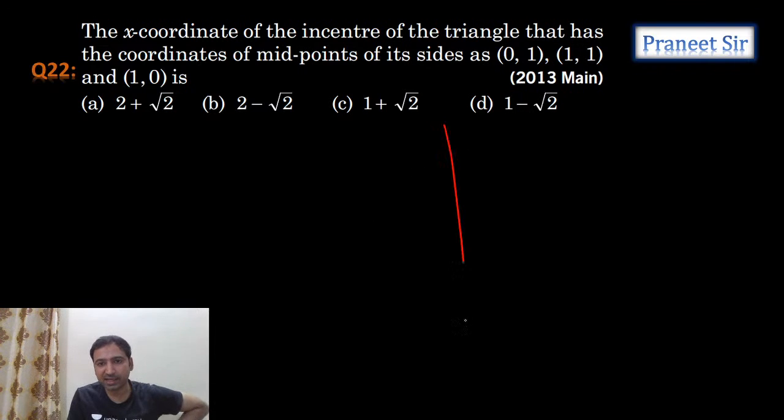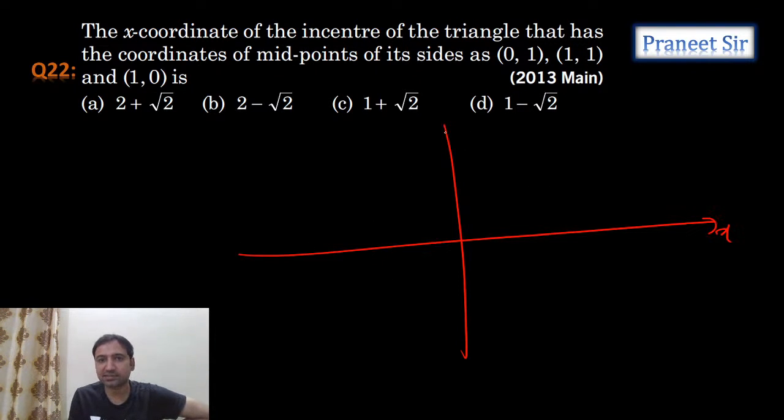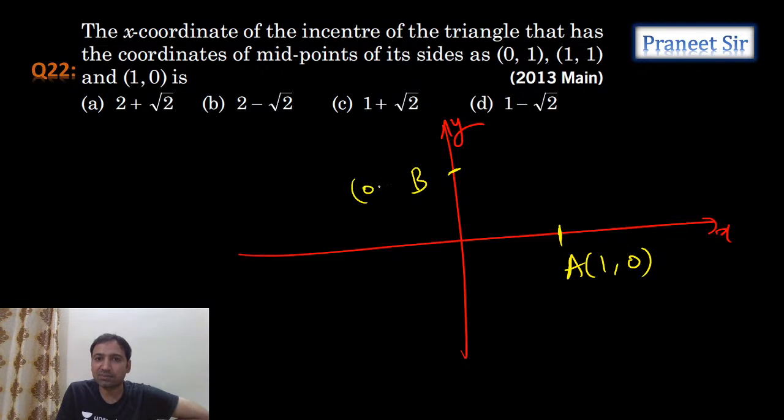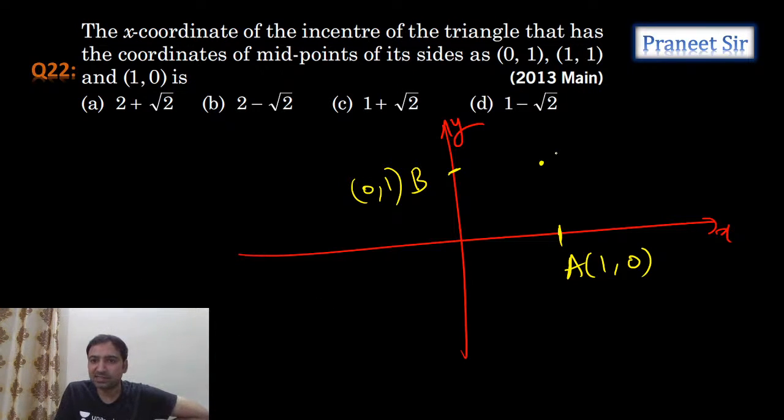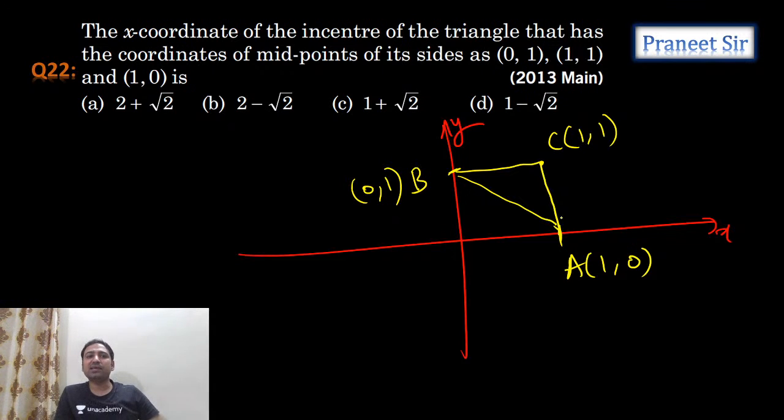So what you can do is take the x-axis and y-axis. Let's take one point at (1, 0). Point A is (1, 0). There is another point B at (0, 1), and a point C at (1, 1). Isn't it a right angle triangle? Yes, it's a right angle triangle. But what he is saying is these are the midpoints, so of which triangle is he asking?